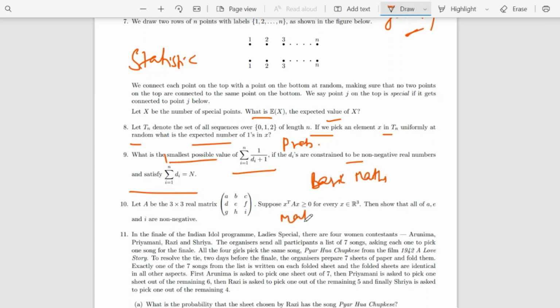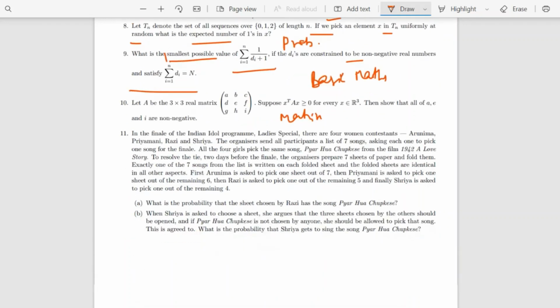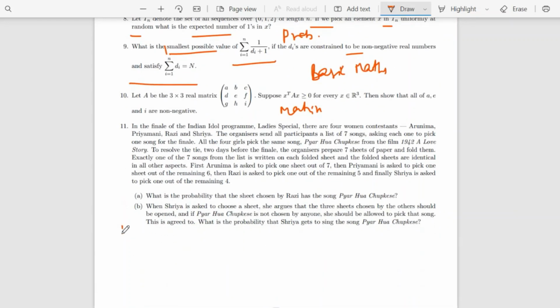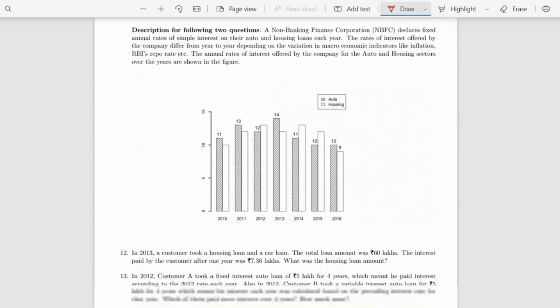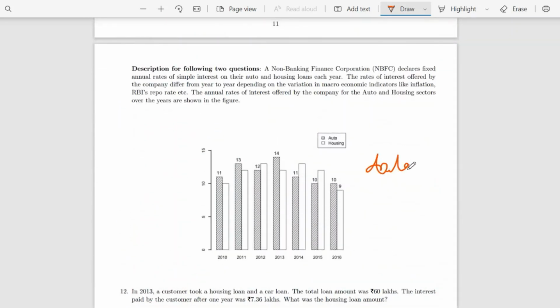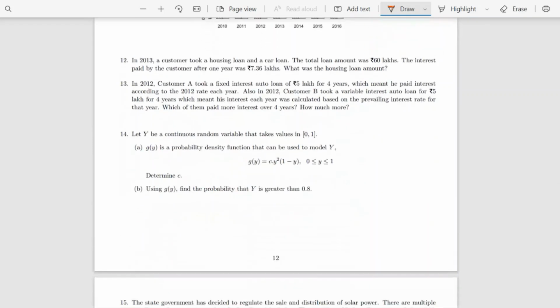Obviously, a question from the matrix, and then again you have questions from probability or basic math, you can say. Or then again you can see that you have a question of data interpretation. Data interpretation questions we have found a lot. And if you just see below, again questions from probability itself.